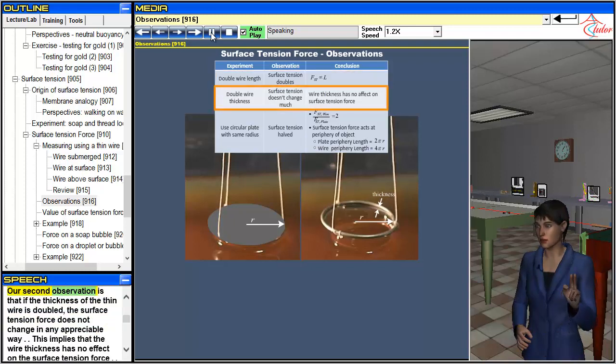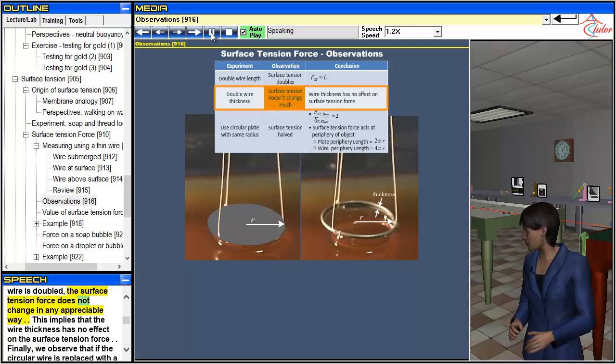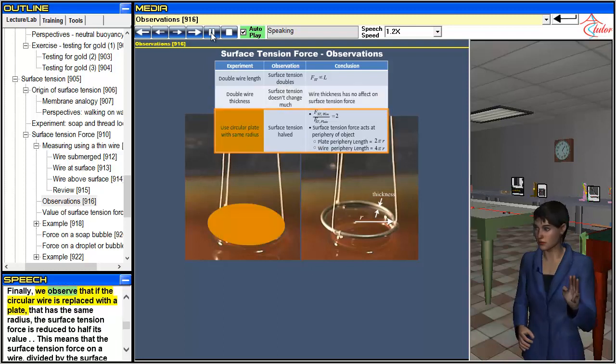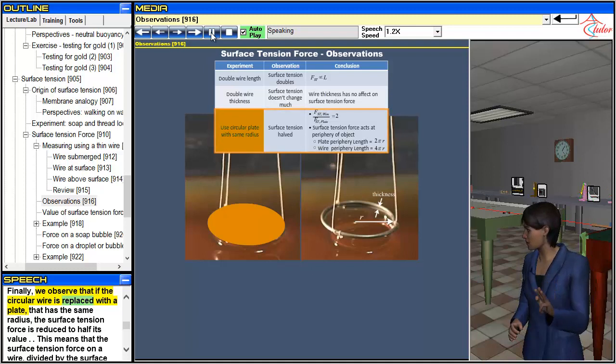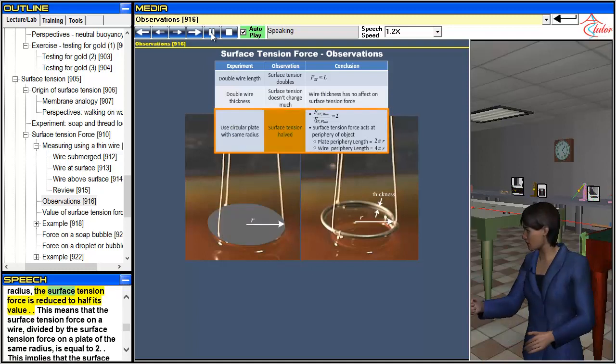Our second observation is that if the thickness of the thin wire is doubled, the surface tension force does not change in any appreciable way. This implies that the wire thickness has no effect on the surface tension force. Finally, we observe that if the circular wire is replaced with a plate that has the same radius, the surface tension force is reduced to half its value.